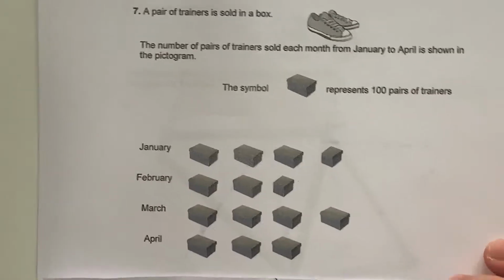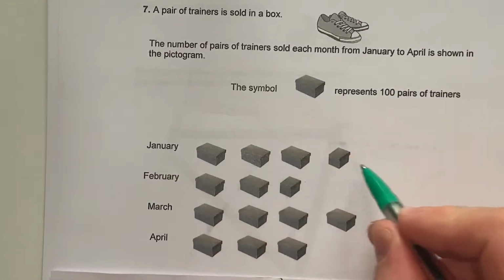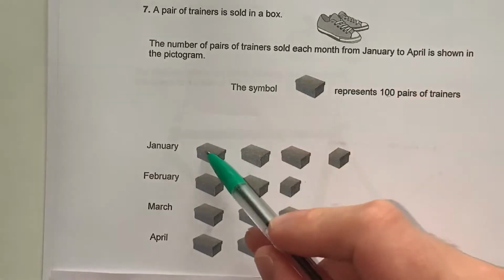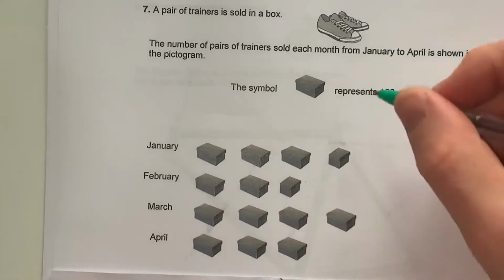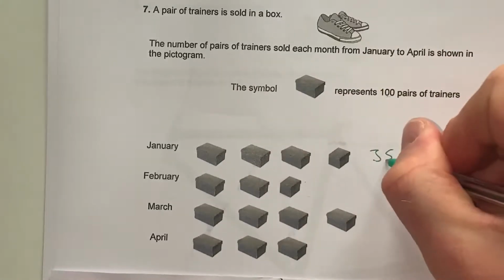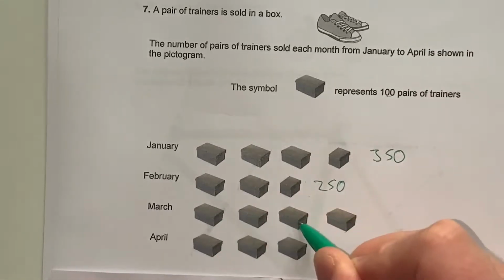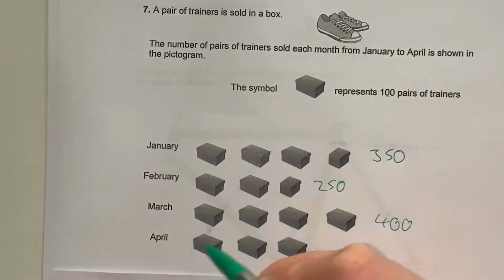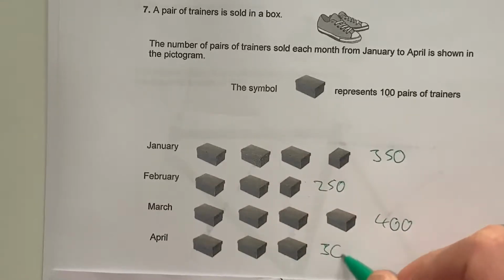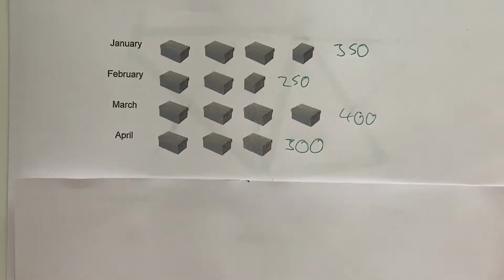Okay guys, for this one, what I'd probably do is just find out how much is in each one. So 100 pairs is 1 box, so 100, 200, 300, then half a box. So that's going to be 350. Here, 100, 200 and half a box, 250. 100, 200, 300, 400. And then 100, 200, 300. Okay, I'll do that first. Obviously no marks yet, but it's going to help me with the question.